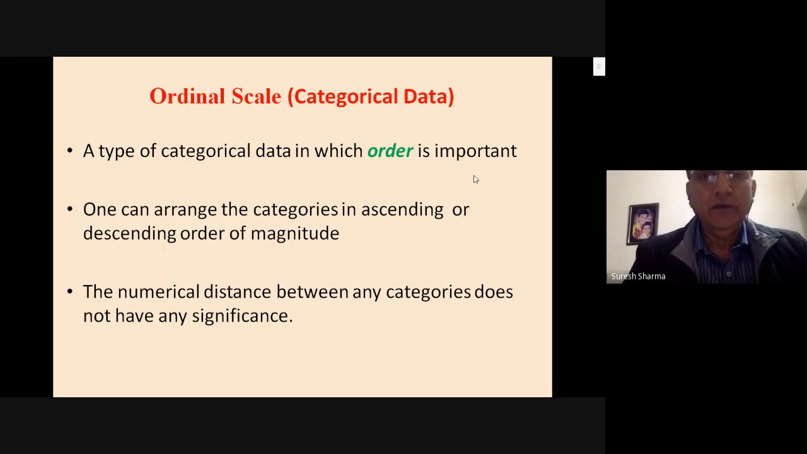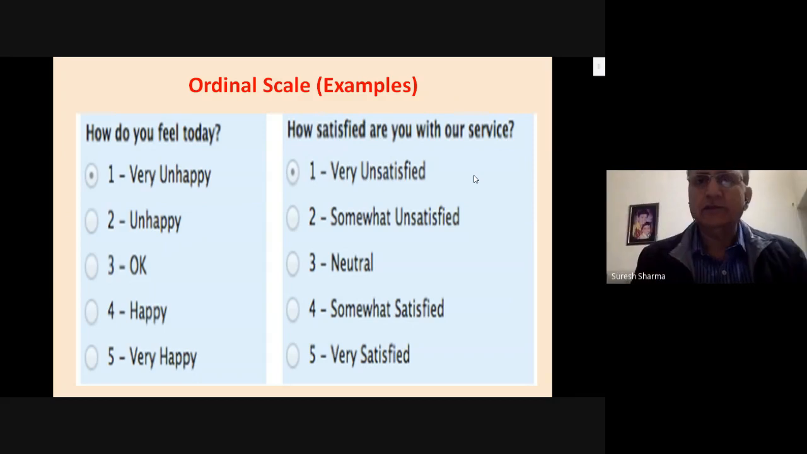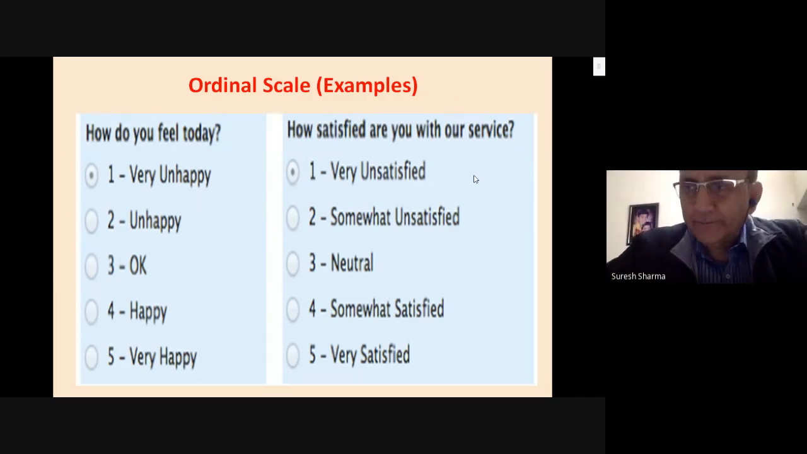Okay. With this, let's look at the examples of ordinal scale. How do you feel today? By the way, today is the first day of the workshop and you are attending the first lecture. So I can very well imagine, how do you feel today? You can rate yourself: very unhappy, unhappy, okay, happy, very happy.